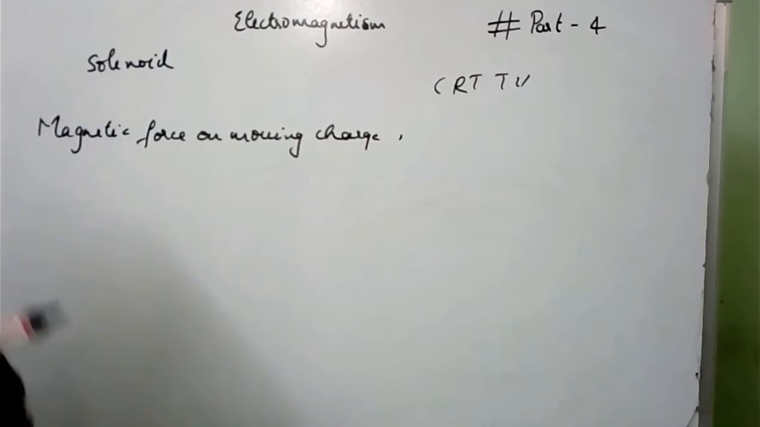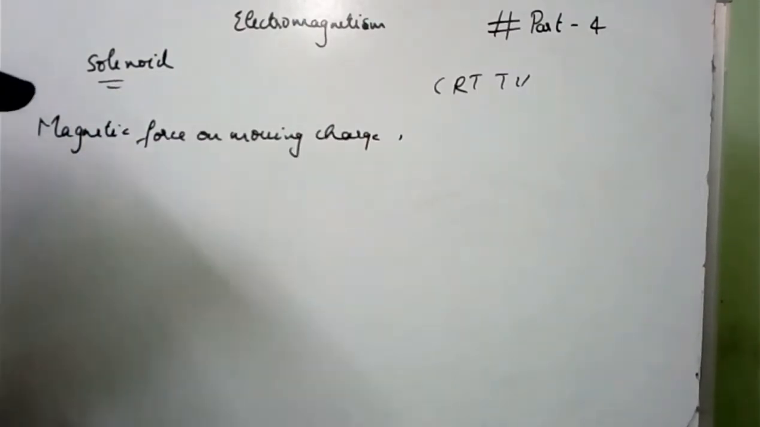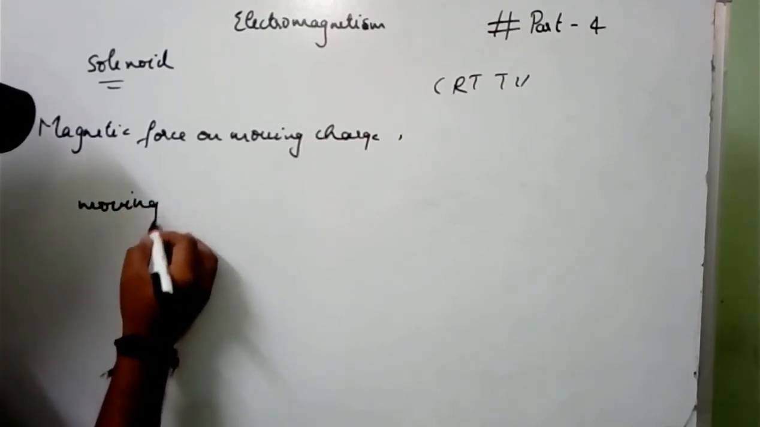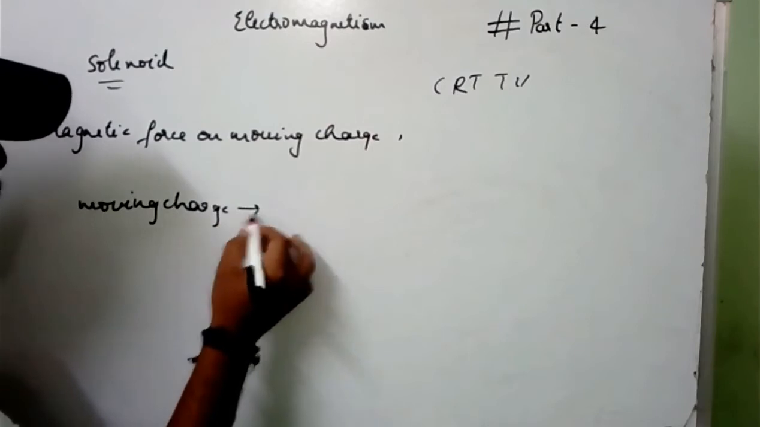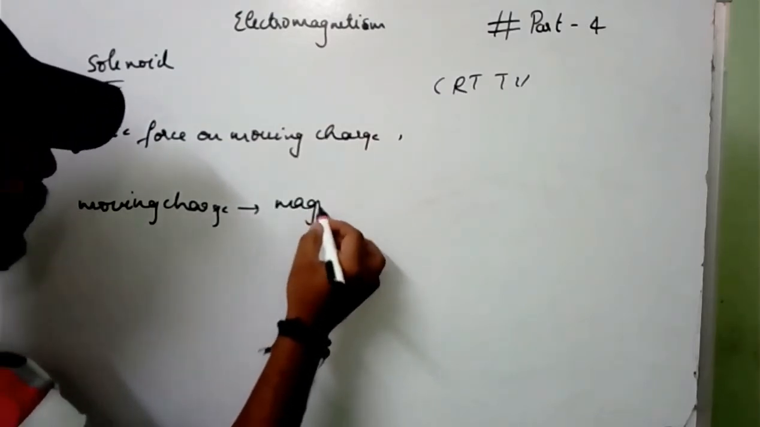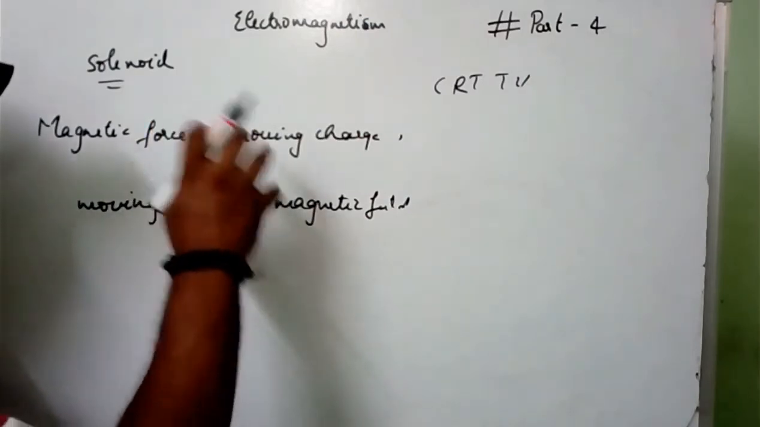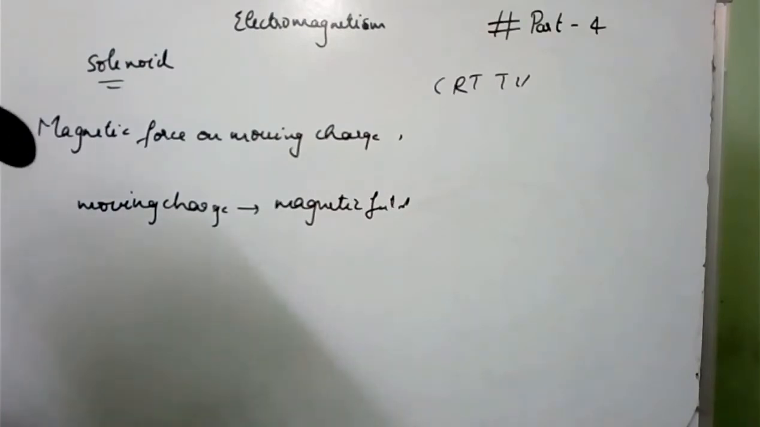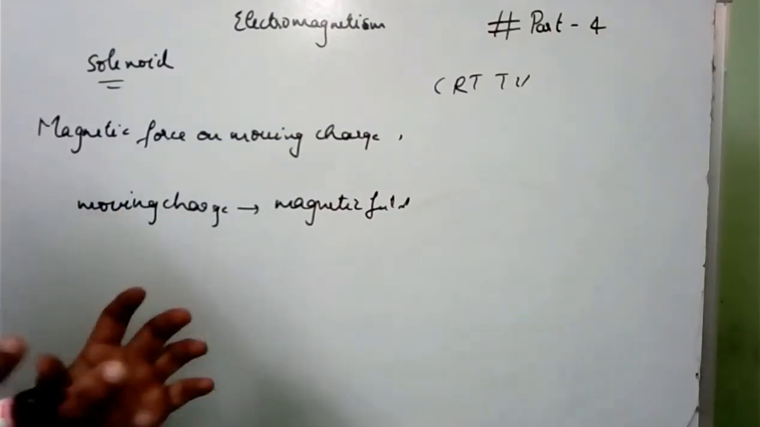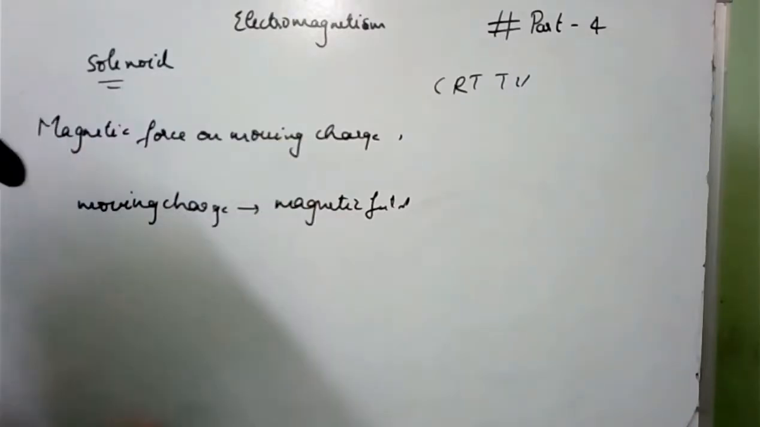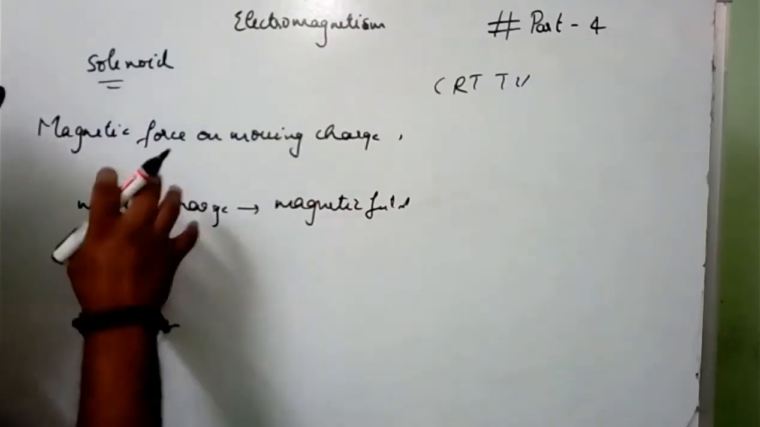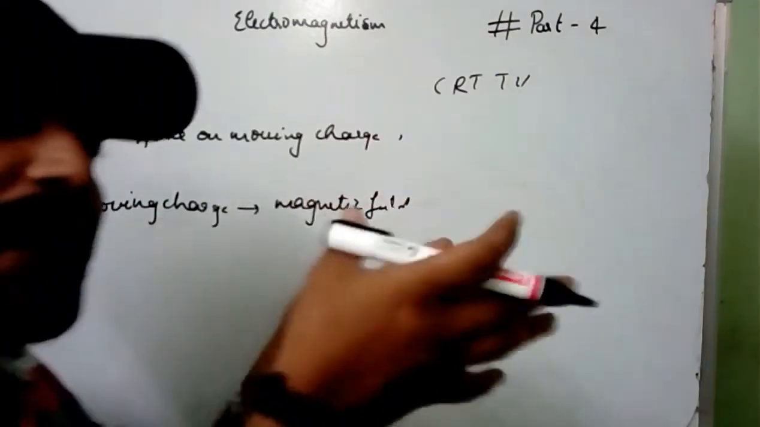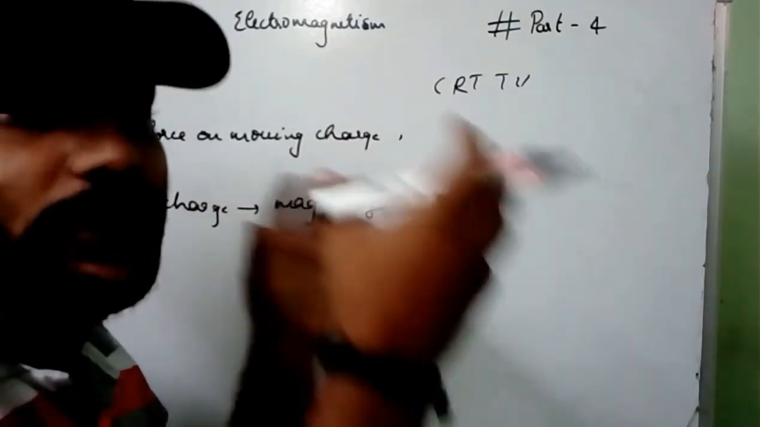What is the effect here? Before, in the solenoid concept, we came to the conclusion that a moving charge produces a magnetic field. Now we will place that charge into a magnetic field and observe what sort of force, what sort of effect falls on the charge. Understood the concept? So moving charge produces a magnetic field. The same charge, when we keep it in another magnetic field, what will be the effect on it?